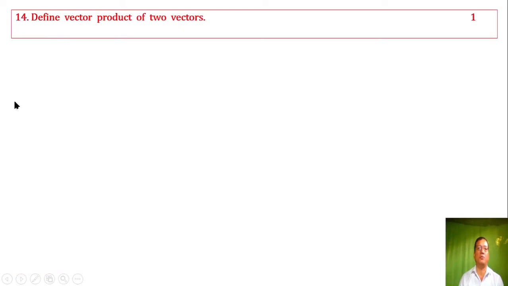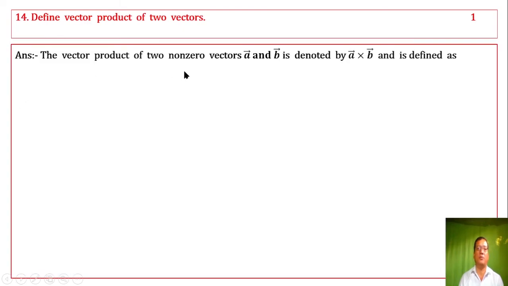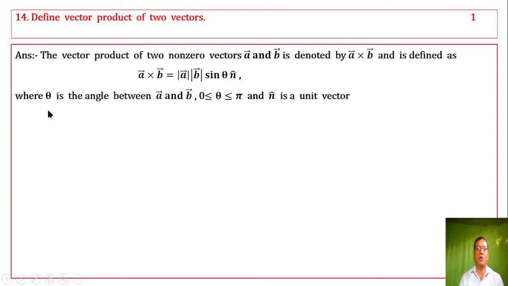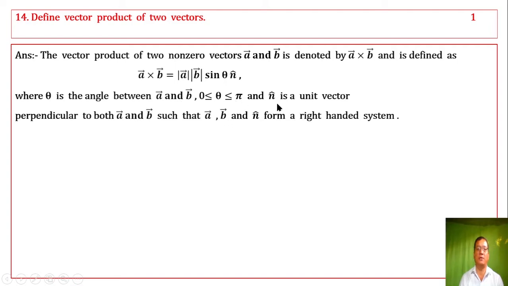Define vector product of two vectors. The vector product of two non-zero vectors a and b is denoted by a cross b and is defined as equal to modulus of a into modulus of b into sine theta into n cap, where theta is the angle between vector a and vector b lying between 0 to pi, including the two ends, and n cap is a unit vector perpendicular to both vector a and vector b such that a, b, and n cap form a right-handed system.